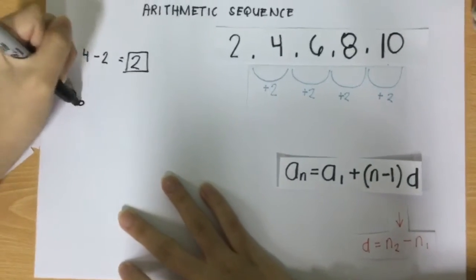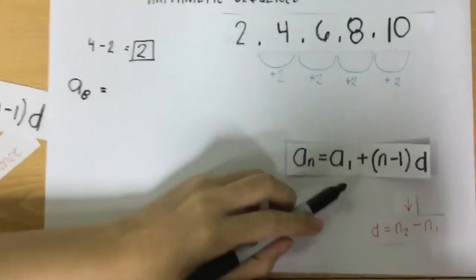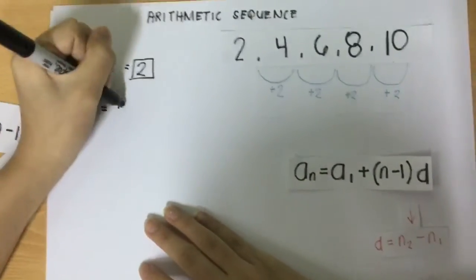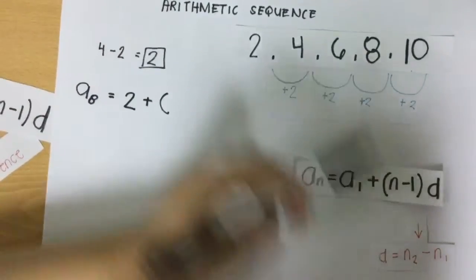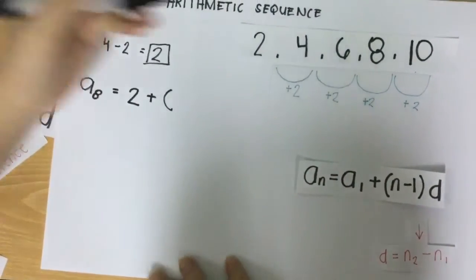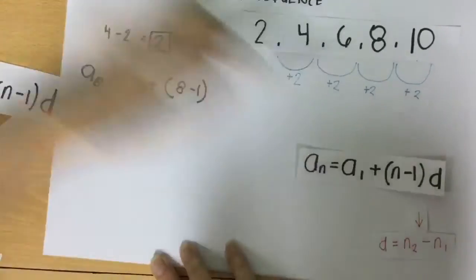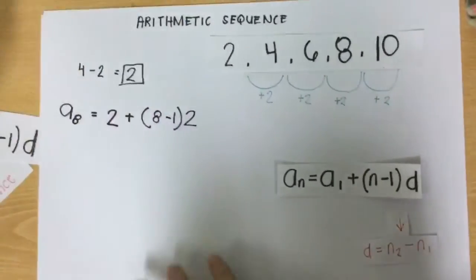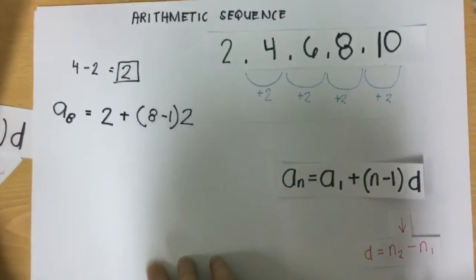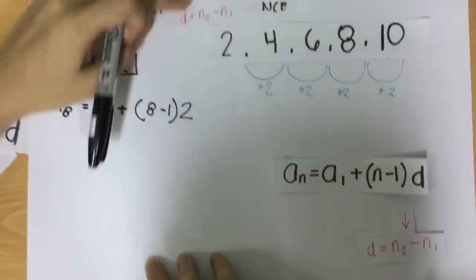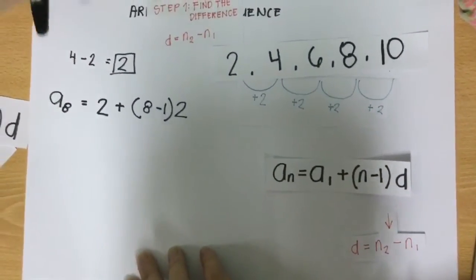So we're solving for a sub 8 now. And we input the first term, which is 2, plus quantity 8 because that is the number of terms, minus 1, and positive 2 because our difference is positive 2. Then we just have to simplify this. So following the PEMDAS rule, we just have to solve for what is inside the parentheses.